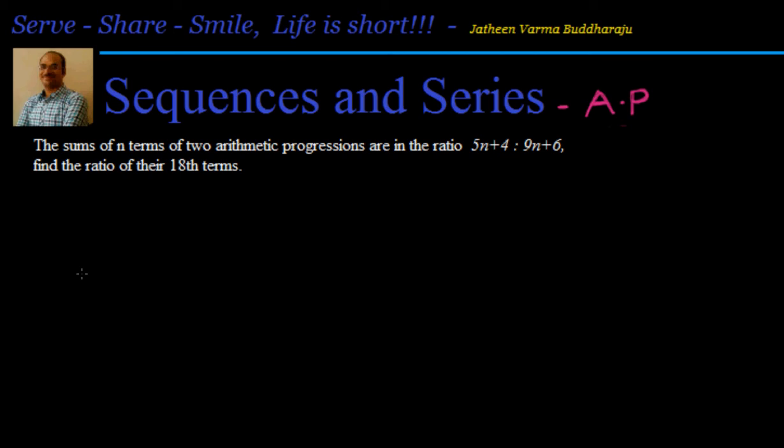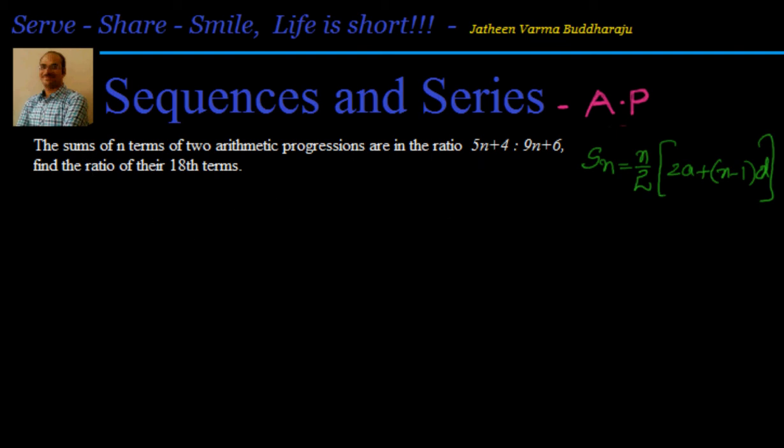So what we know? We know that sums are in the ratio 5n plus 4 by 9n plus 6. So we know the formula for how to find out the sum of an arithmetic progression n terms, right? What is that formula? We use S of n equal to n by 2 into 2a plus n minus 1 into d. This is the formula for S of n. Now we know they are in the ratio.